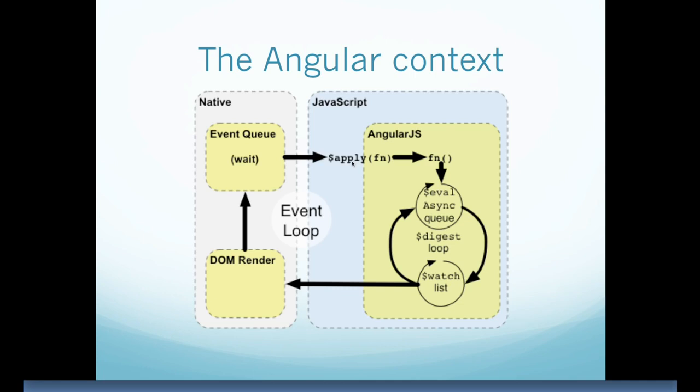$apply function in them. So in that case, when the event fires, it goes into the JavaScript context and JavaScript starts processing it. JavaScript runs the $apply function and goes into the AngularJS context, this yellow box here, which is the digest loop. This modifies the DOM, and again, it's rendered by the native browser.